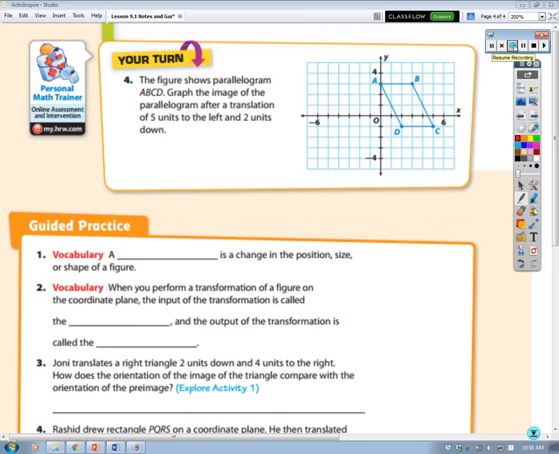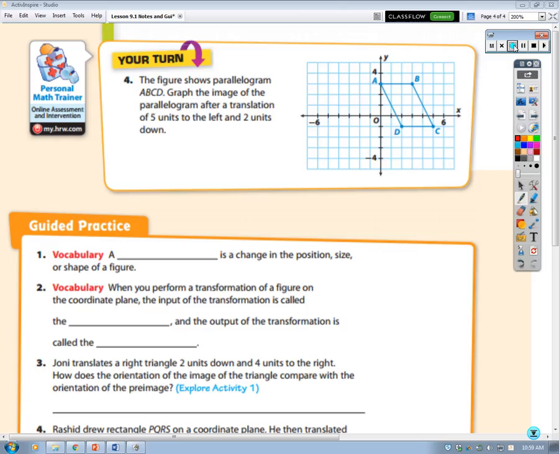All right, 8th grade math students, this is lesson 9.1. This is the your turn and the guided practice. And this is for you in case you were absent or you want to watch again what we did in class today. So the first thing we did is we took a look at that your turn that you were supposed to do at the end of our quote-unquote notes yesterday.